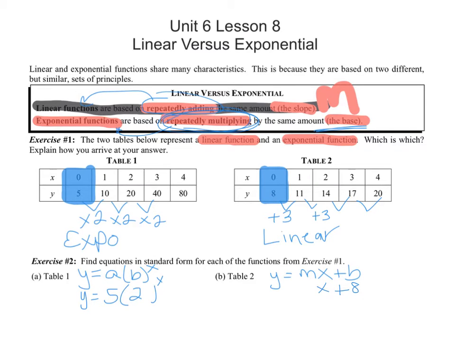My x is part of my formula, y equals. So I need to find my m. Don't forget that my m is my slope, which is what is being repeatedly added. So in this case, what is being repeatedly added? I hope you notice that it's plus 3. Those are my two formulas that you have to memorize. y equals a times b to the x, and y equals mx plus b.